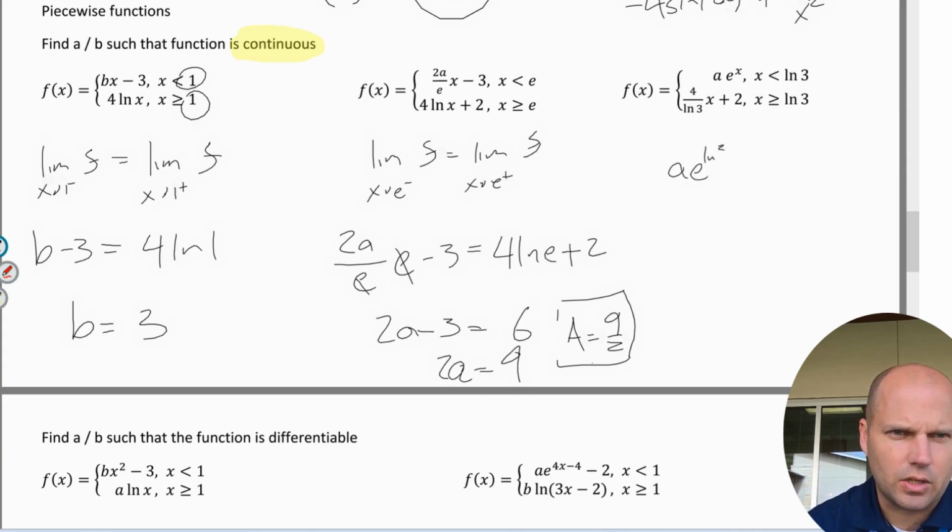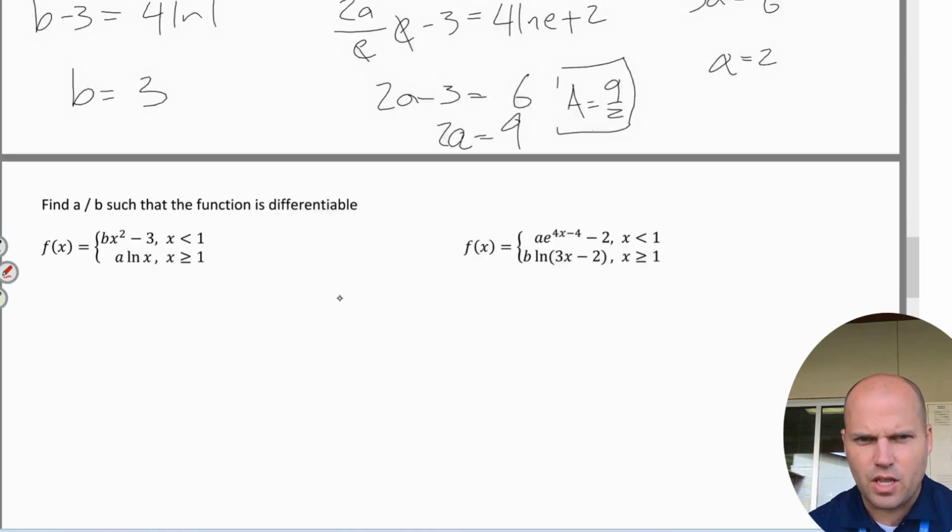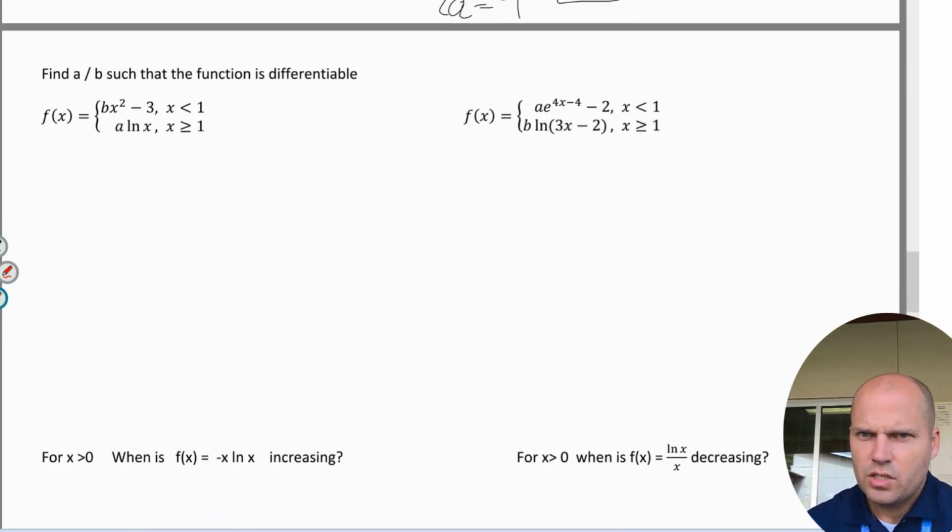A e to the log 3 equals 4 over log 3 plus 2. E to the log 3 is 3. 3a equals 6. A equals 2. Cool. All right, so continuity, piecewise functions.